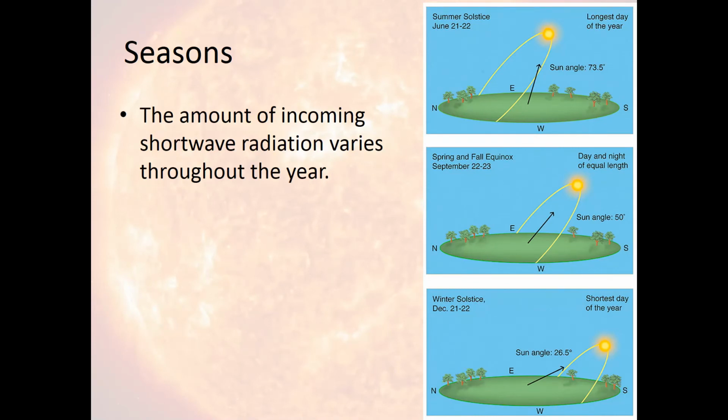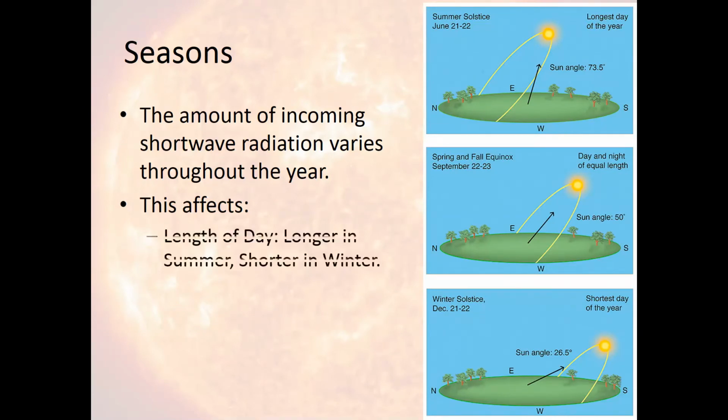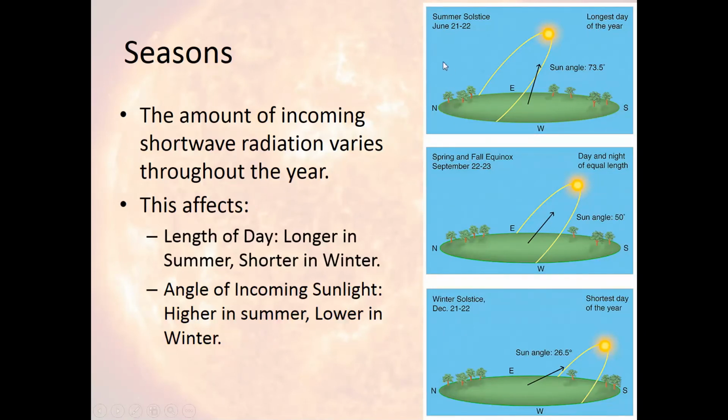As a result, the amount of incoming shortwave radiation, remember from the last lecture, that's sunlight, varies throughout the year. This affects a lot of things. It affects the length of the day. During the summertime, we have very long days. Why? Because the sun travels higher in the sky, so it takes longer for it to go back down into the horizon. And also, as I already mentioned, the angle of incoming sunlight. Higher in the summer, more direct sunlight. Lower in the winter, less direct sunlight.